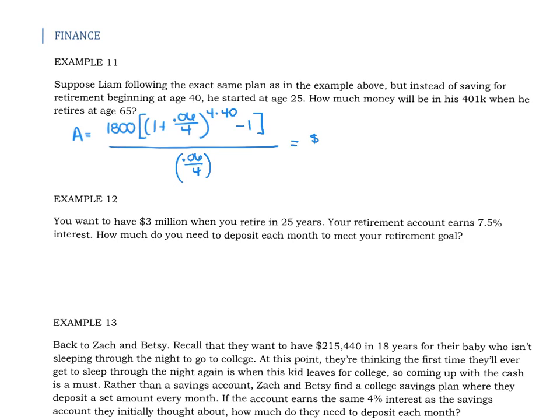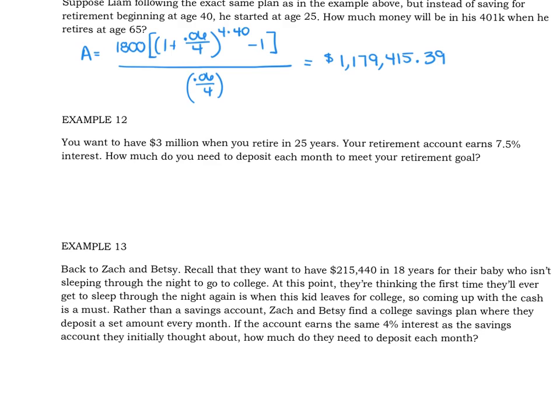If Liam had started earlier, instead of having $411,000, which is a pretty good chunk of change, Liam would have had $1,179,415.39 in his retirement account. Bottom line, if you want to be a millionaire when you retire, start saving early. Best way to do it.